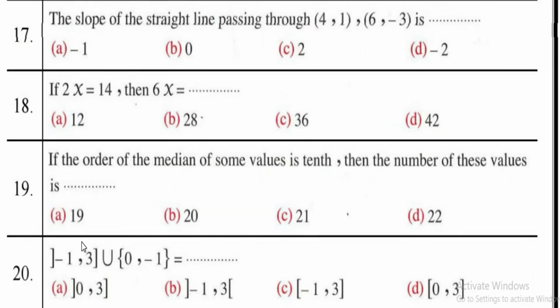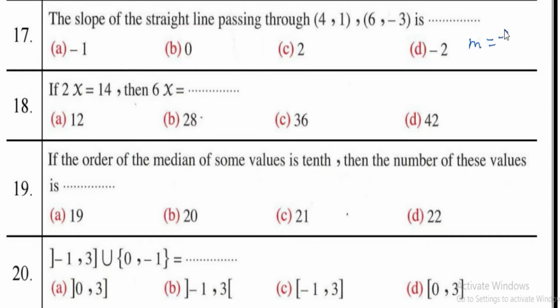The slope of the straight line, M, equals y2 minus y1 over x2 minus x1, which is negative 3 minus 1 over 6 minus 4, which is negative 4 over 2, equal to negative 2. If 2x equals 14, so x equals 7. 14 divided by 2 is 7. 6 times 7 is 42.